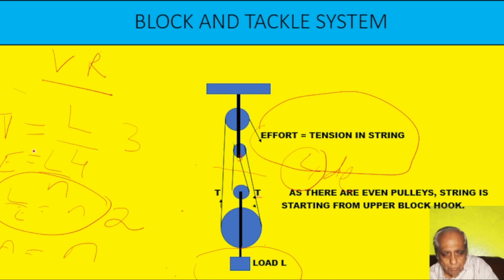Therefore, efficiency would be 100%, in case we are considering an ideal condition. But practically, we are lifting this lower block also. So we are not only lifting the load, we are also lifting this. So this will lower the efficiency, and also there will be some friction in the bearings of the pulleys.